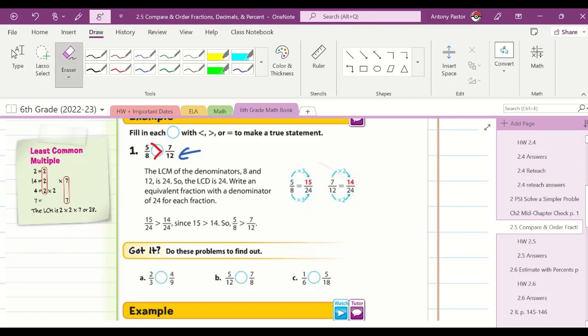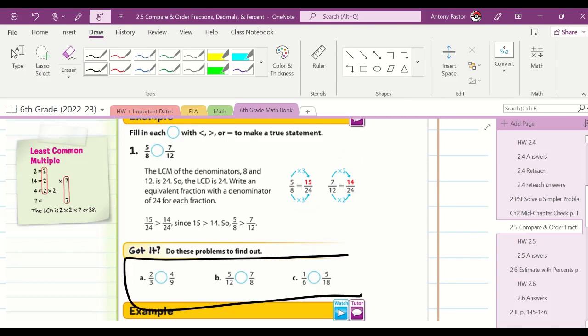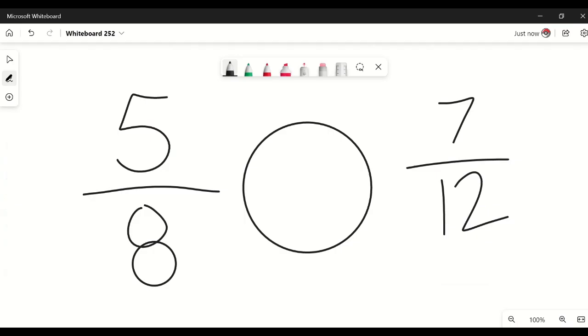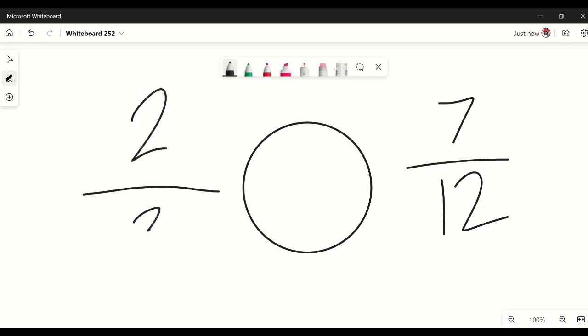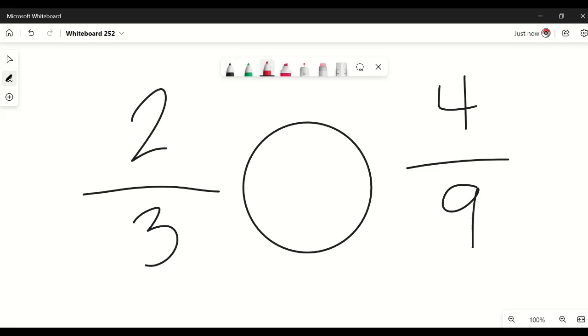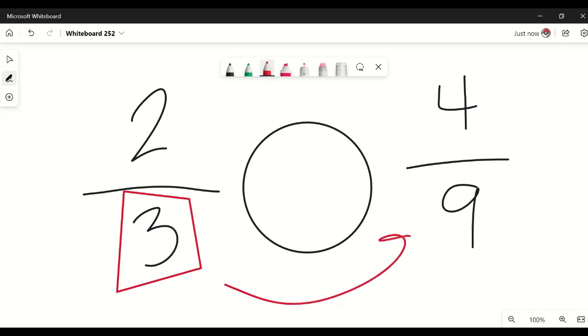We are going to do these 3 problems right down here, starting with 2/3 and 4/9. 2/3 compared to 4/9. Now, I know that I can easily change this 3 to become 9. So in this case, I'm only going to be changing the one fraction.